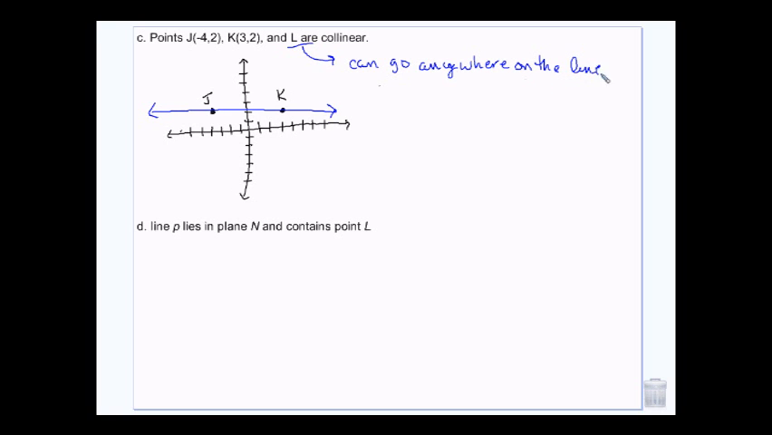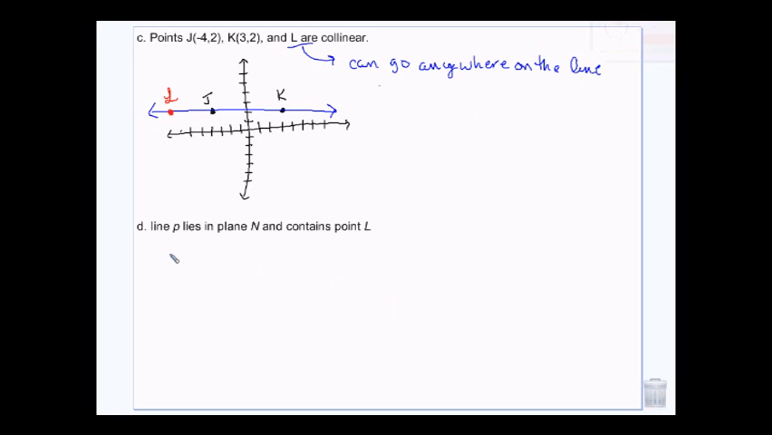And because I haven't been told anything at all about L, it could go anywhere on the line. I can put L in front of the J, I can put it between, I can put it over here after the K. Doesn't matter. It just goes someplace on the line. They just need to be on the same line to be collinear.